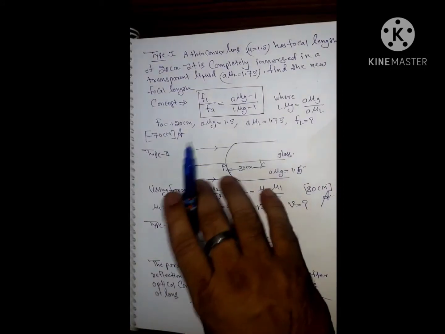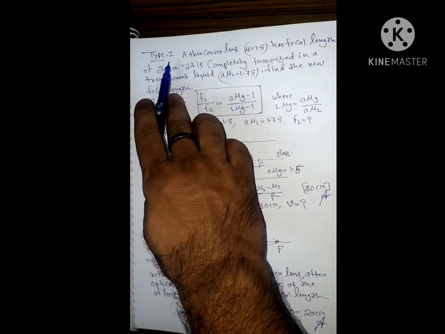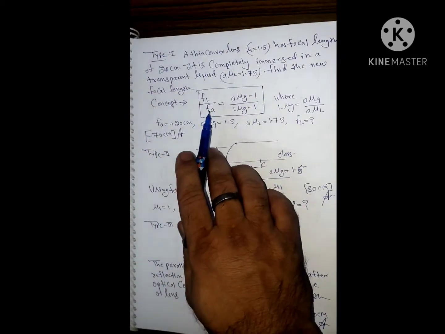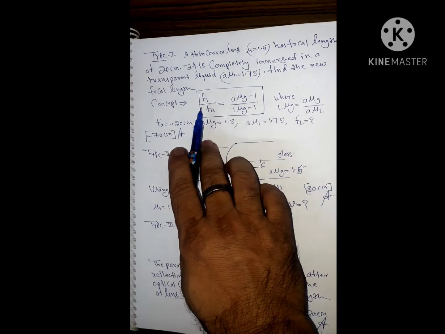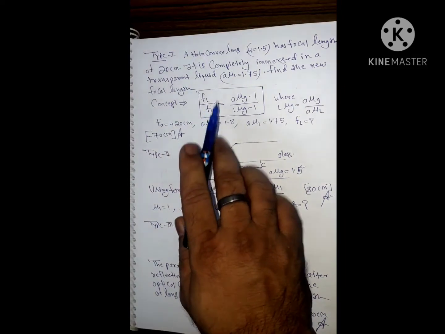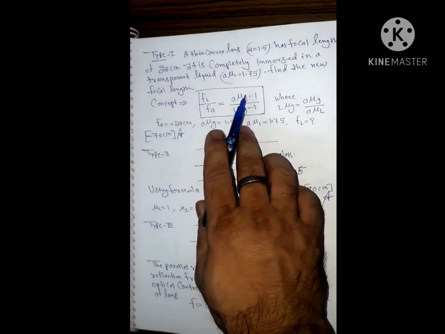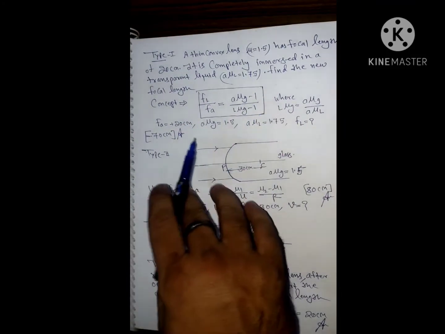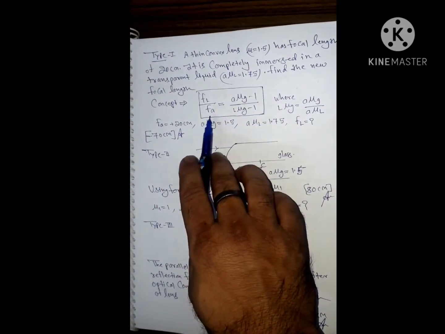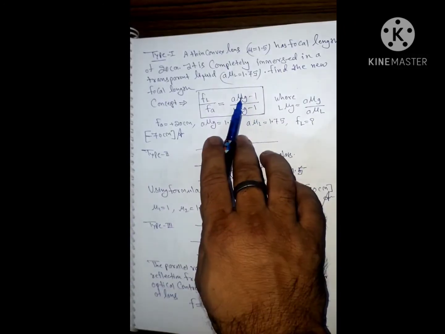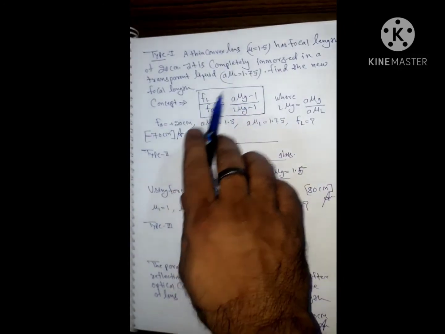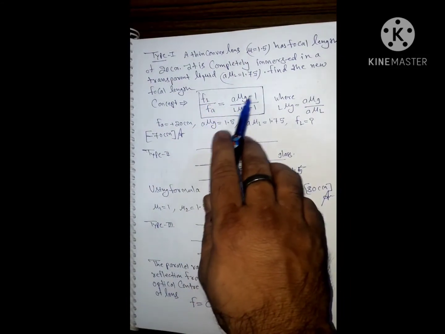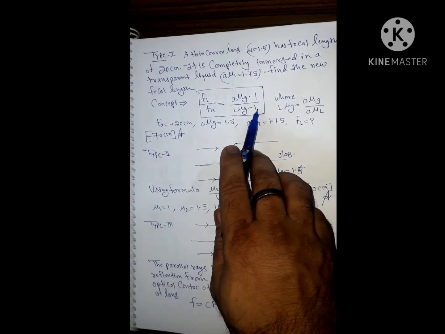Okay, students, for numericals, type number 1. Suppose any lens is placed in air, using the lens formula 1/F is equal to (mu minus 1)(1/R1 minus 1/R2). When this lens is merged completely in any liquid, divide these two results. Finally, you should remember this result: FL/FA is equal to (AmuG minus 1)/(LmuG minus 1).